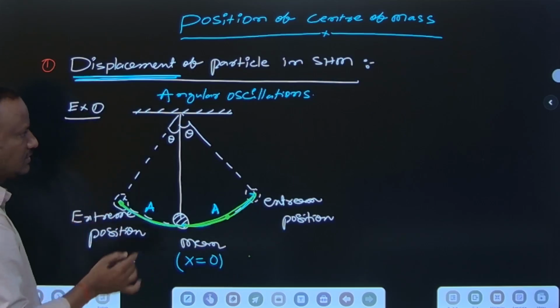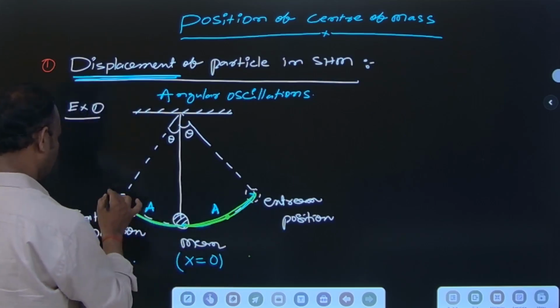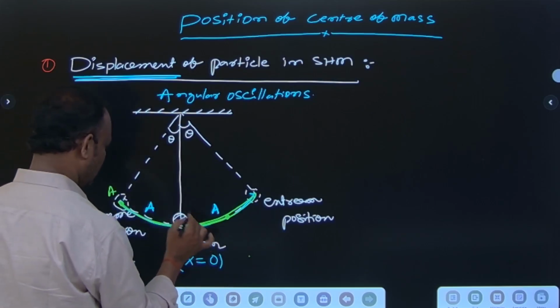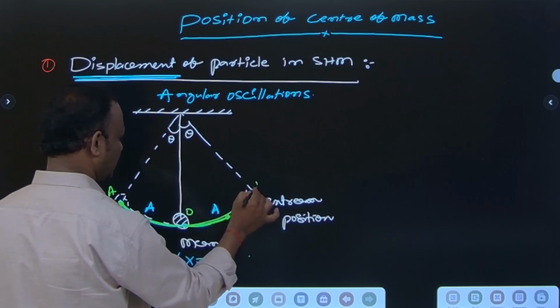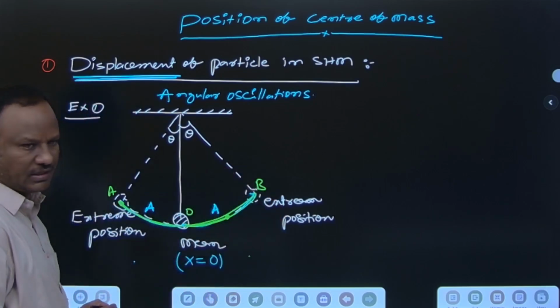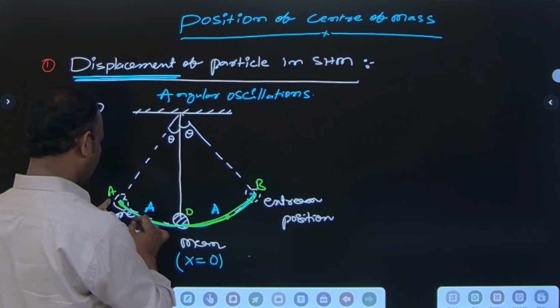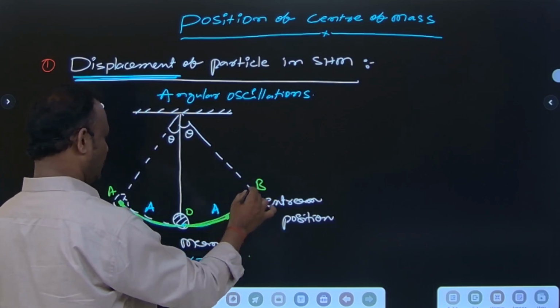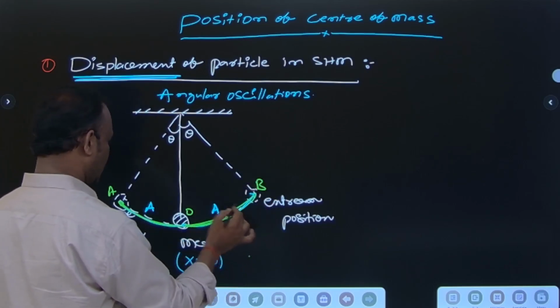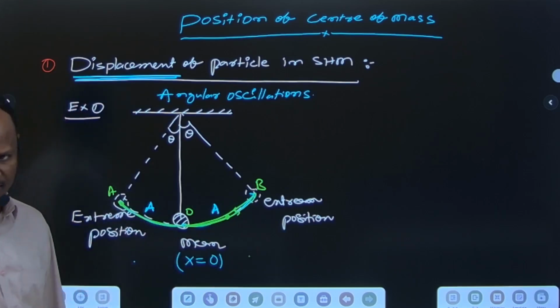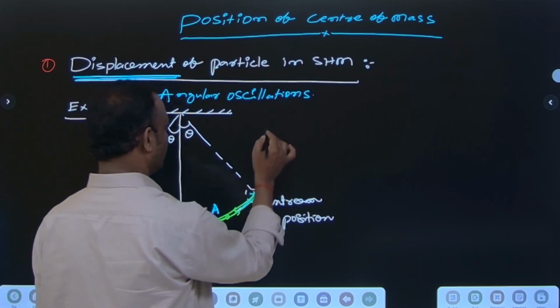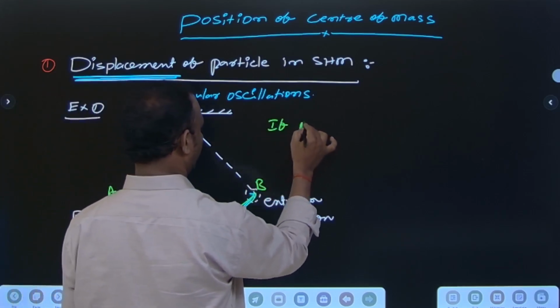Okay, this is called one oscillation. It's A, this is O. Next one, if you say this is B, if it started moving from A to O and B, and again came back, this is called one oscillation.